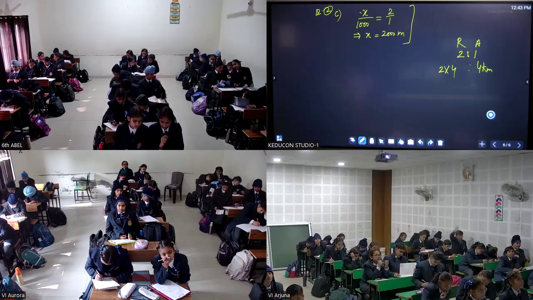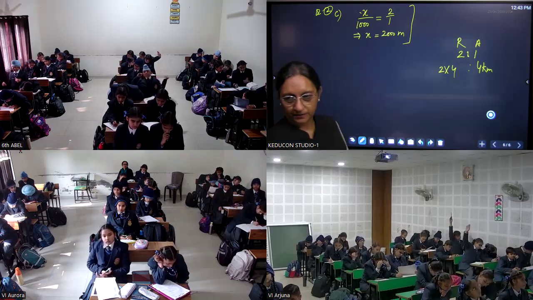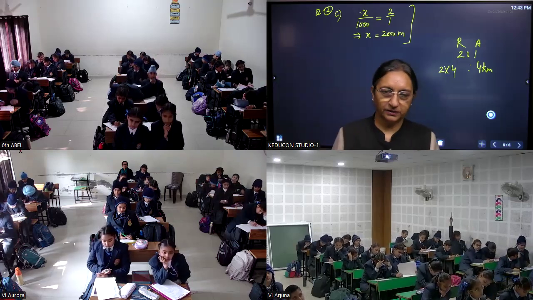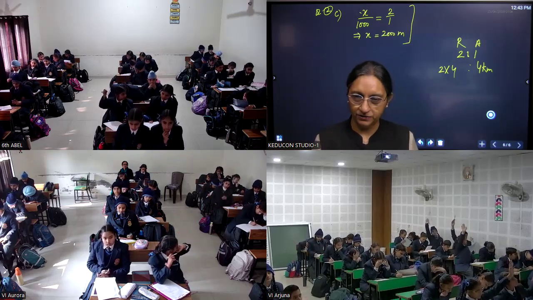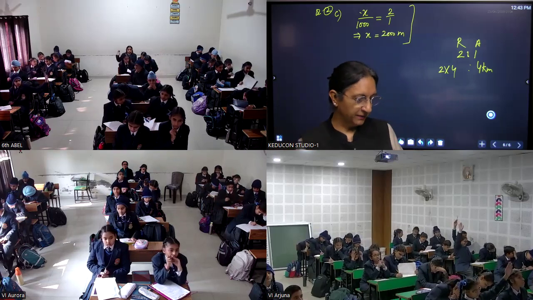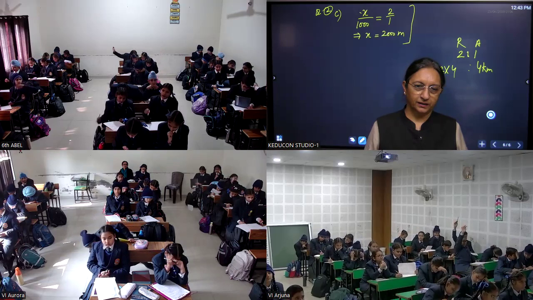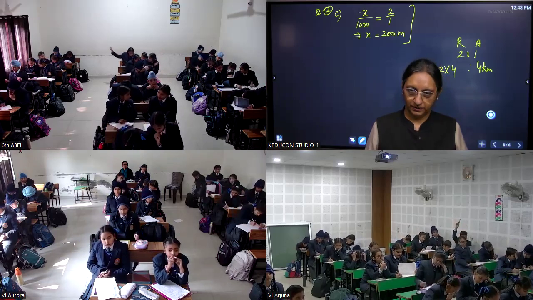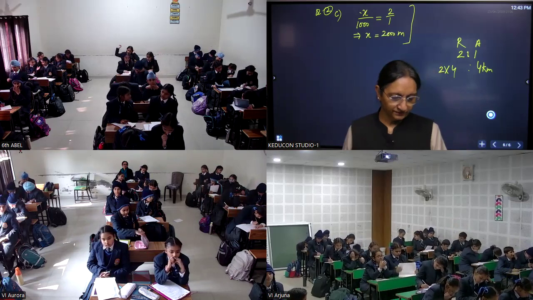D part, give 3 equivalent ratios of 2:1. It is simple. Just now you did. You can find independent answers also. It might not match. If one child is telling some number like 4 by 2 and 6 by 3, you can find any answer. Everybody knows how to find the equivalent ratios. We did it in the first question also.